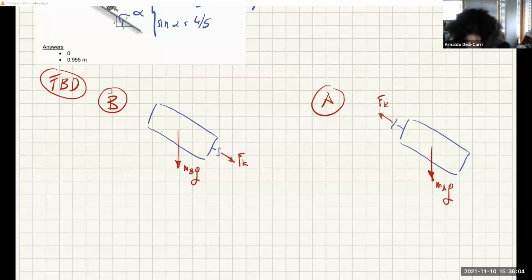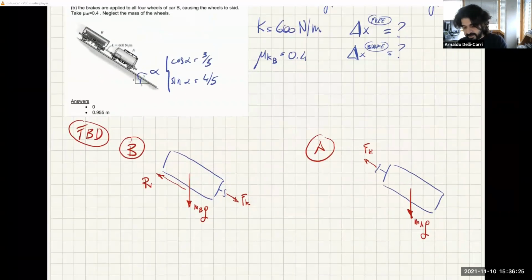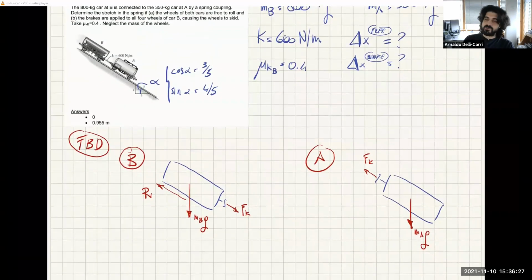And that's it. So this is in the case of free rolling. Now let's also apply the braking force here, and let's call this R. In order to study the free condition, we'll set R equal to 0.